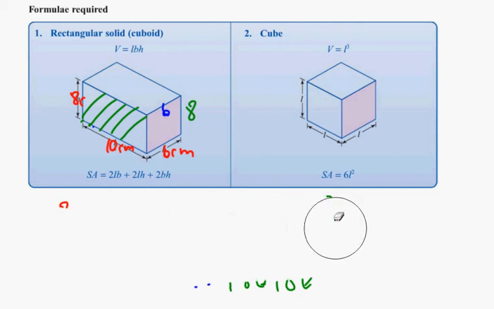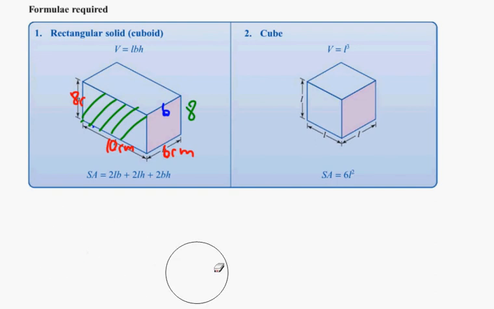Next one here is this. What's the difference between a cube and a cuboid? Okay. And, yep, you're right. A rectangular version of it. And this one here, all the sides are the same length.